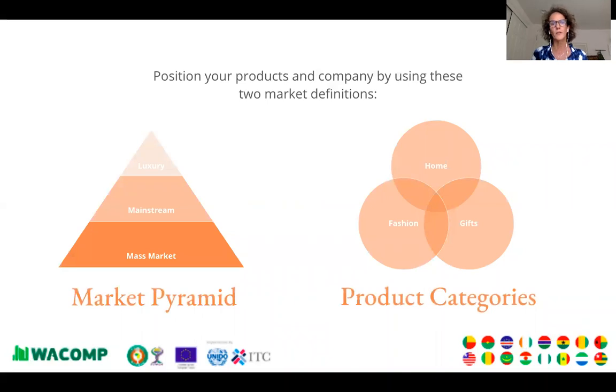So we will define your target market by using these 2 concepts: market pyramid and product categories. The market pyramid and product categories give you a vocabulary. They give you the words and terms to describe your target market and also to describe your brand and company in a way that will be understood by the market.